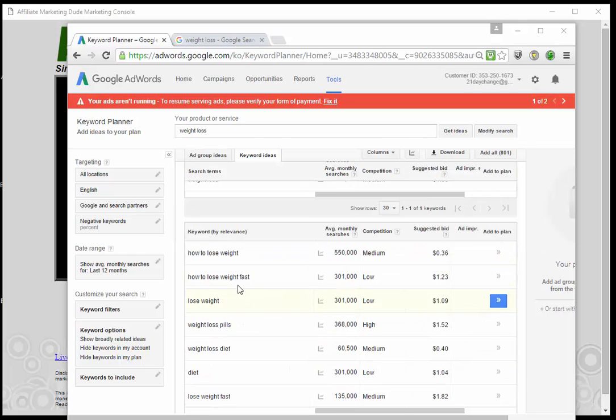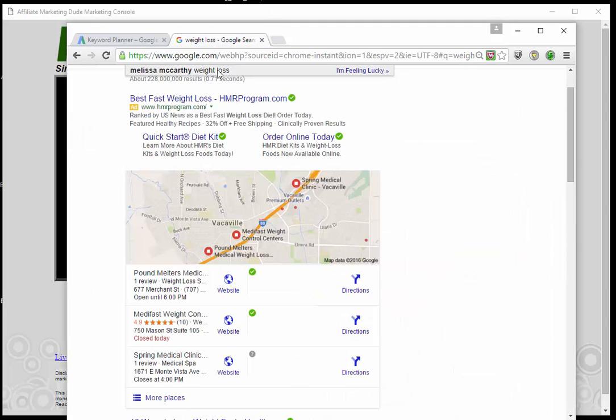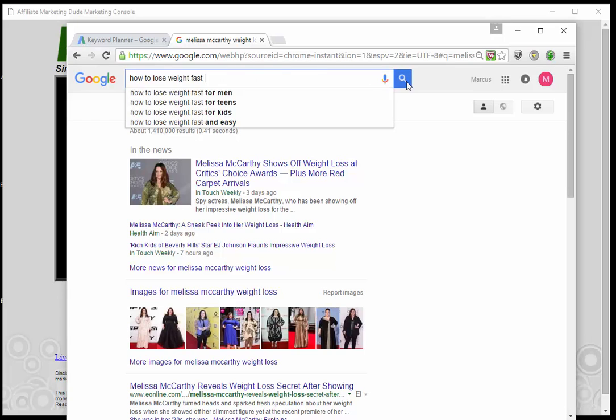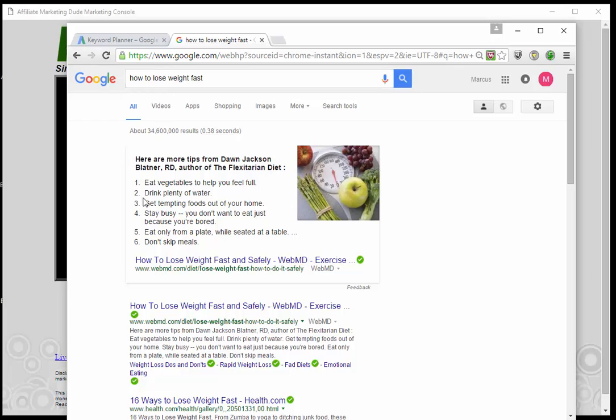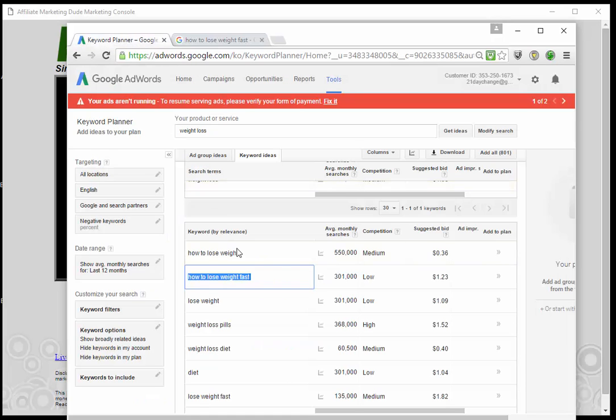For example, if we do how to lose weight fast, we could type that in Google, right like this. You're going to see that Google says, in addition to the search I just did, there's also over 301,000 people every single month that search for this word. That's what this average monthly searches means.